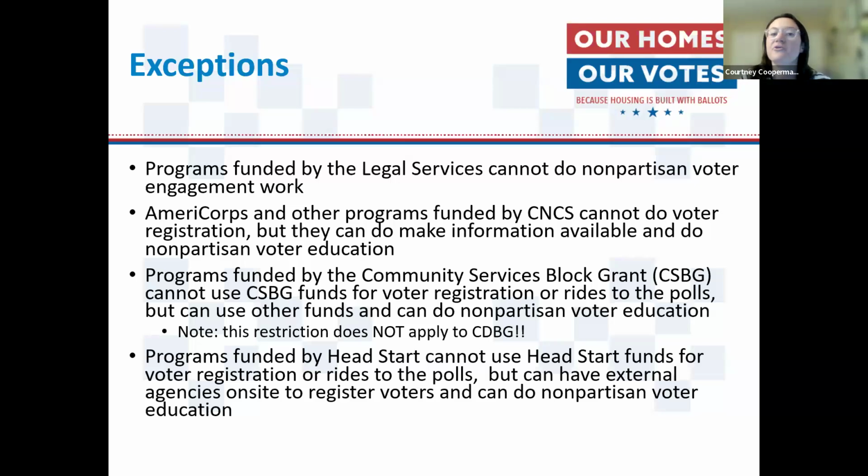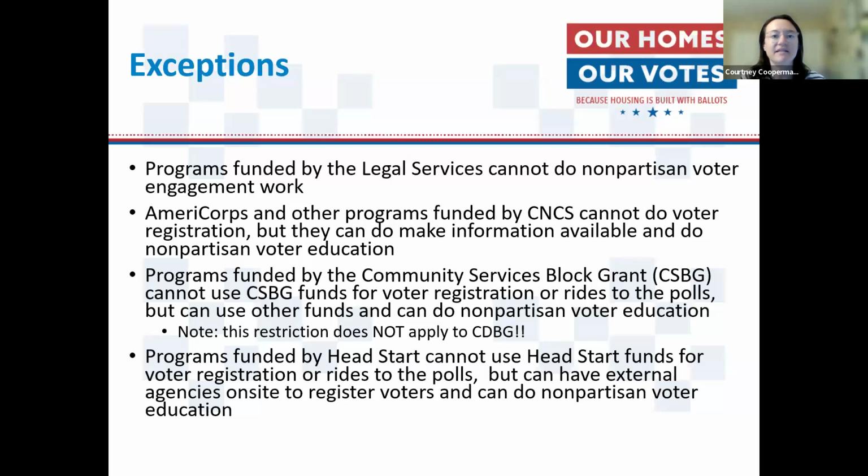Community Services Block Grant funds, or CSBG, cannot be used for nonpartisan voter registration or rides to the polls, but CSBG-funded agencies can use other funds for these purposes and can use CSBG funds to provide nonpartisan information about elections. Note that this applies to CSBG, not CDBG. CDBG grantees don't face any special restrictions on nonpartisan voter engagement.